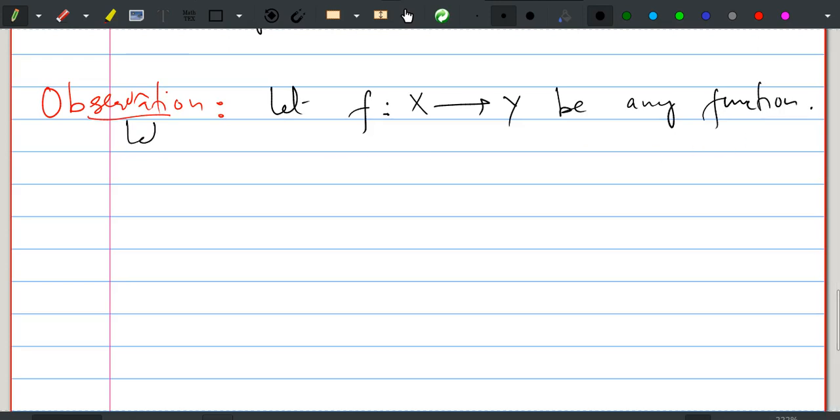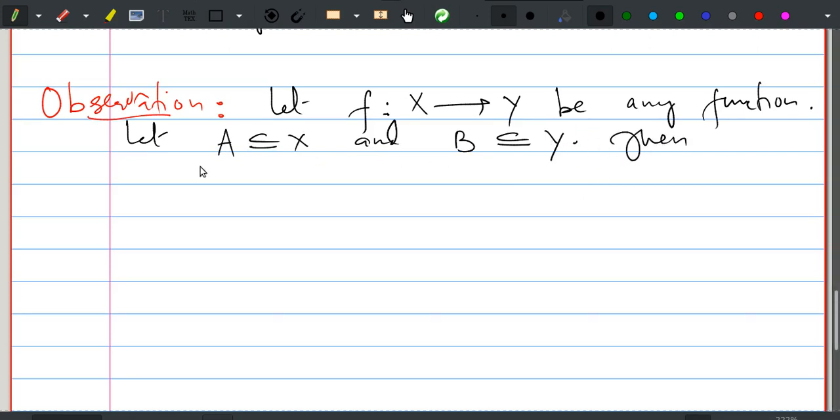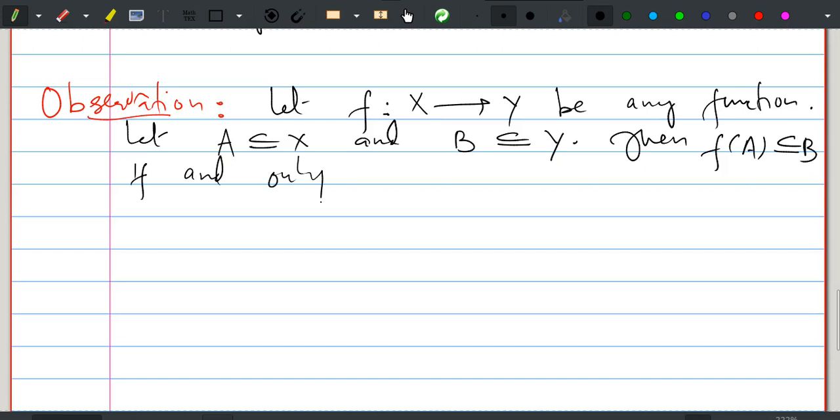Let A be a subset of X and B be a subset of Y. Then f of A is a subset of B if and only if A is contained in f inverse of B.